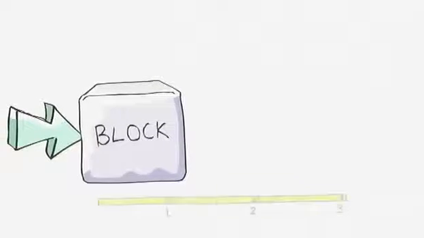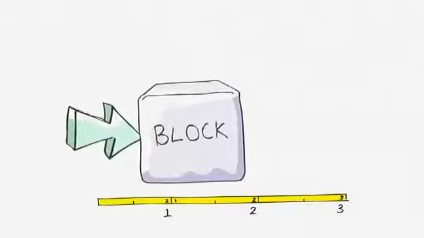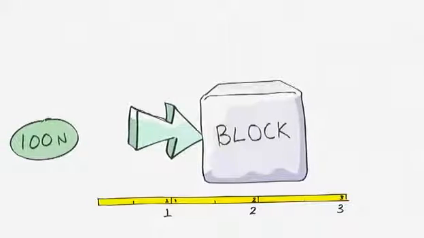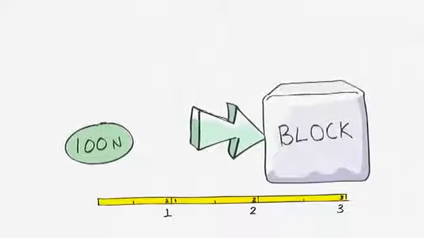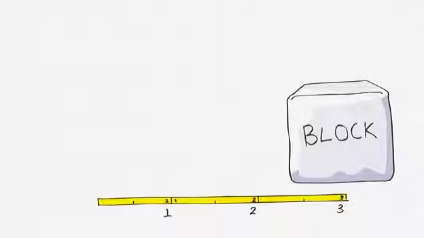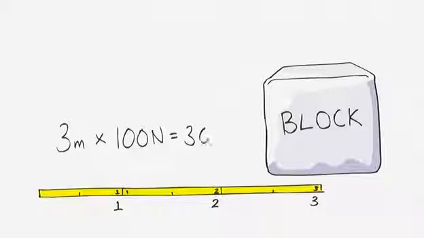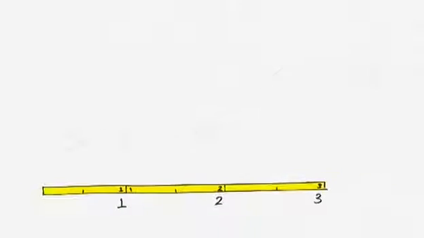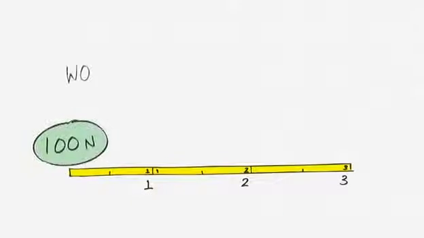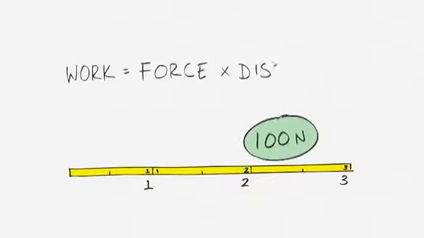Here's a block. I push it in this direction for 3 meters. I'm using a force of 100 newtons, as you can see. And I've travelled 3 meters. All we need to do is multiply the distance by the force. So 3 meters times 100 newtons equals 300 joules of work. When you move a force over a distance, then you have done work.